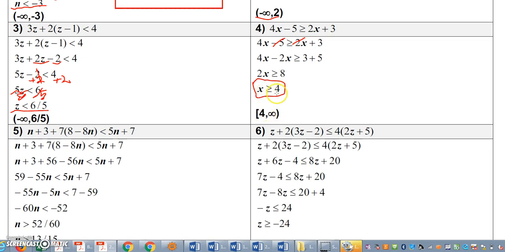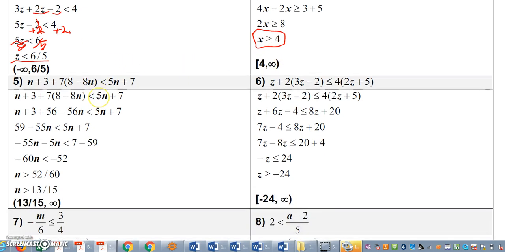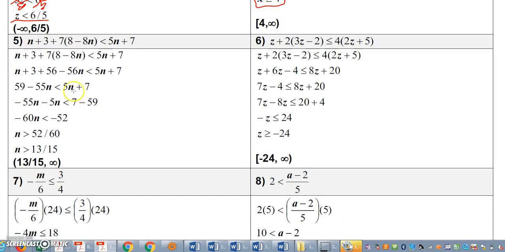Now since it's greater than or equal to 4, notice I put the bracket with the 4 to show you that the 4 is included. And then of course it goes out to infinity. Okay, now they get a little bit more difficult here.